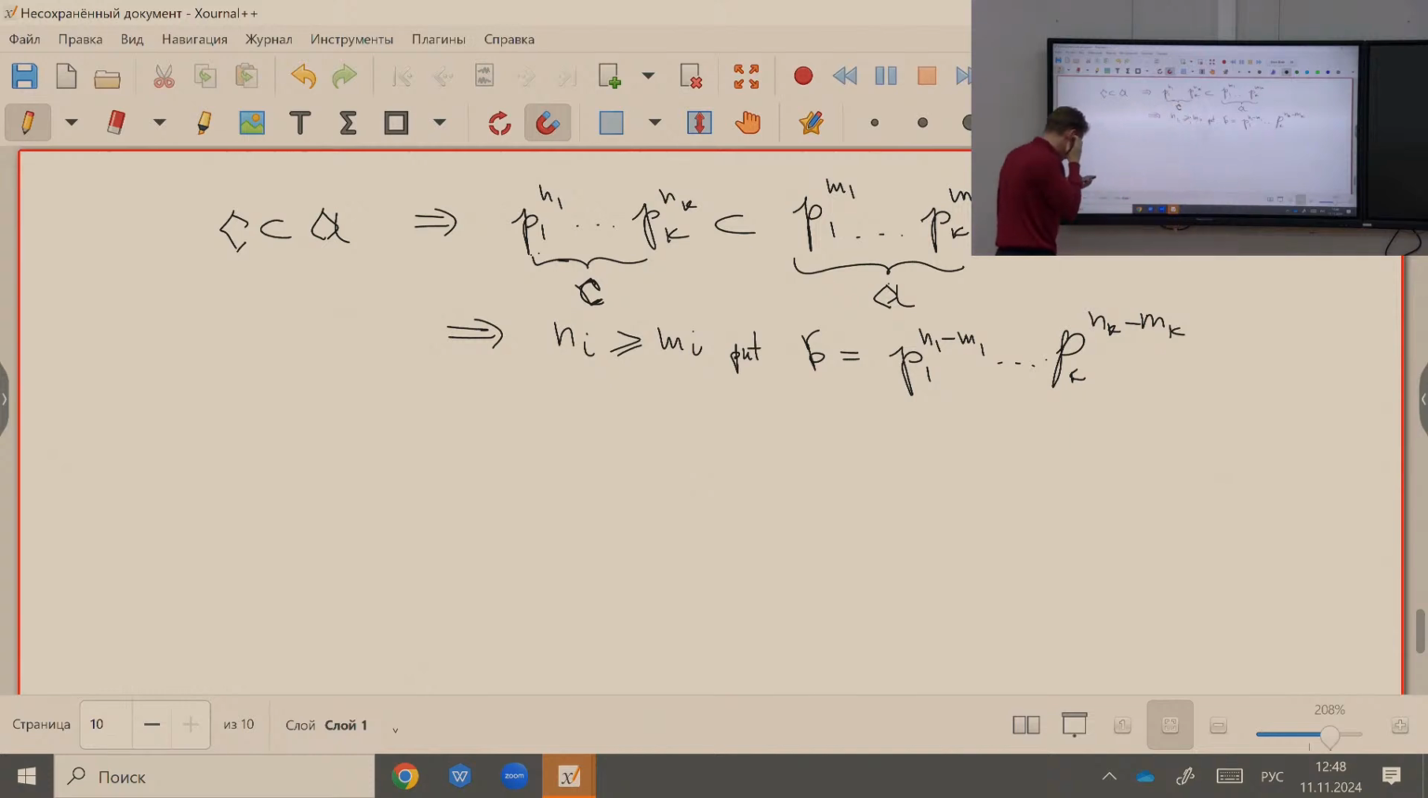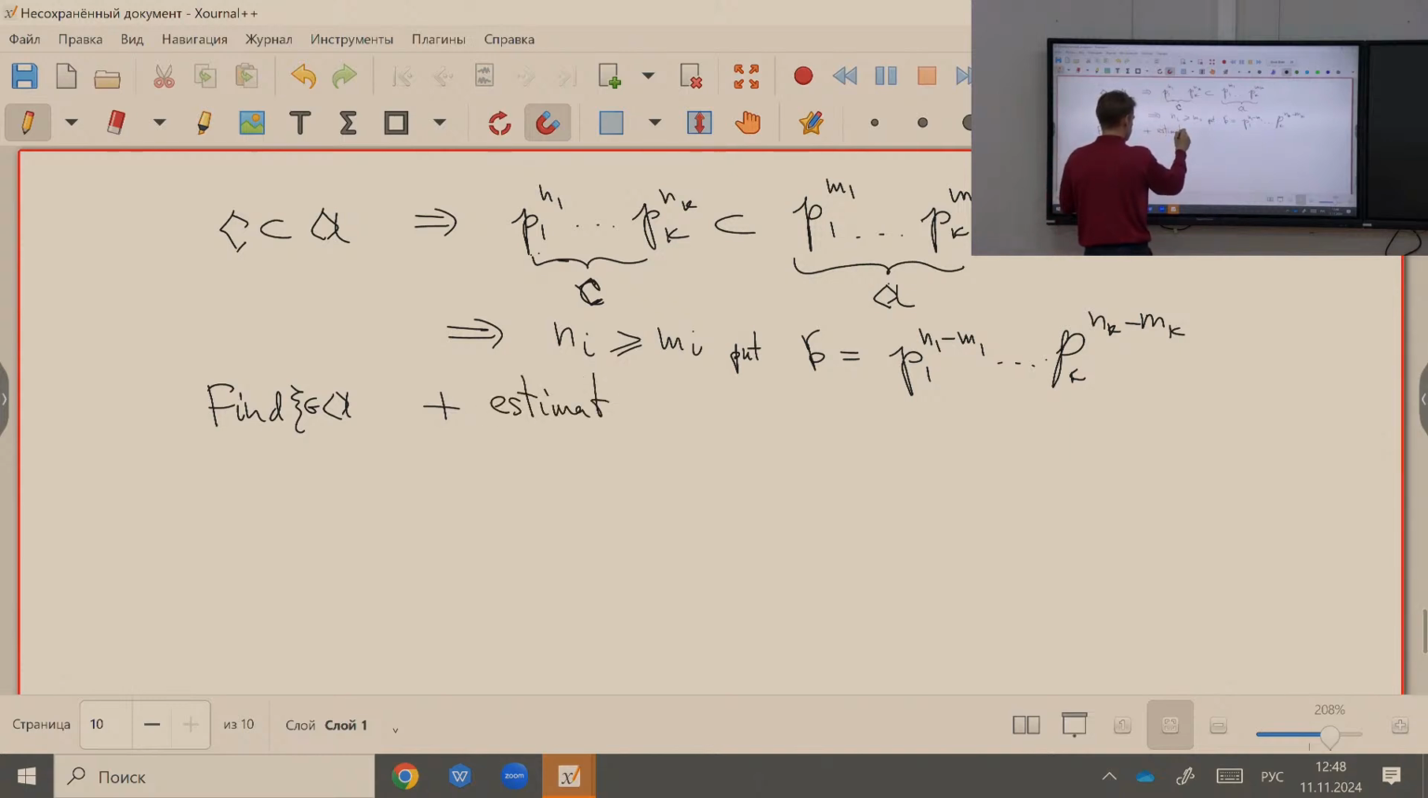And now we shall use the Dirichlet lemma. So I claim that we shall find psi inside A, with some estimate on the norm of psi.